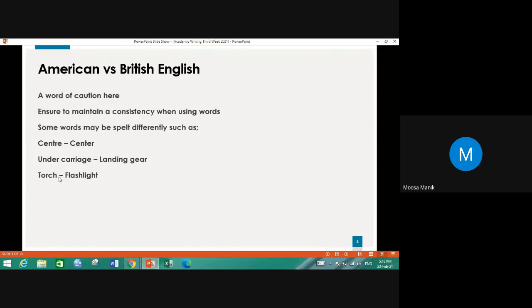And of course, I don't know whether it will be possible for us to really understand the different words used to describe the same thing. There are quite a few differences in British English and American English. In British English, a torch is what we use to shed light on something. If you want to find something, we use a torch. But in American English, it's called a flashlight.